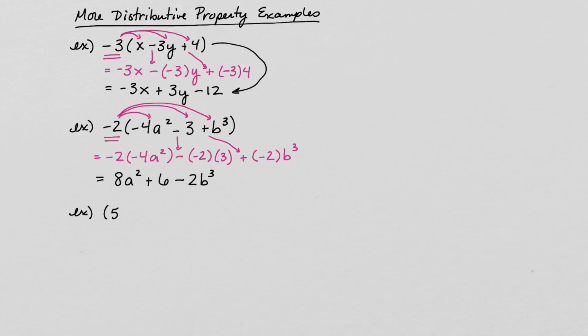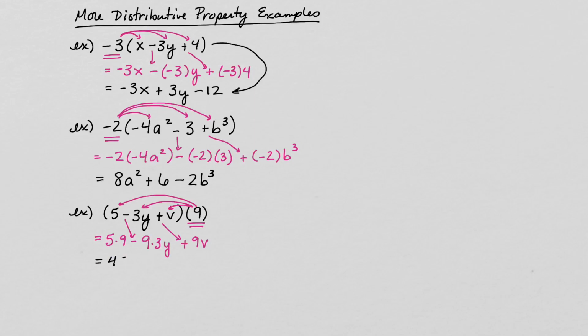So maybe we have 5 minus 3y plus v, times 9. In this case, the number that's being multiplied is at the end, and that's okay. So we're going to take this and distribute it to each of these pieces. So we're going to have 5 times 9. We're going to have the minus sign from here, and then we're going to have 9 times 3y, the plus sign, and we're going to have 9 times v.